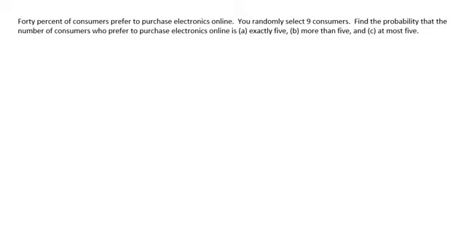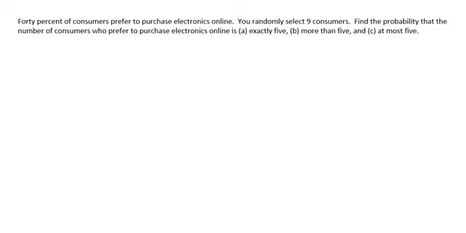40% of consumers prefer to purchase electronics online. You randomly select 9 consumers. Find the probability that the number of consumers who prefer to purchase electronics online is A, exactly 5, B, more than 5, and C, at most 5.